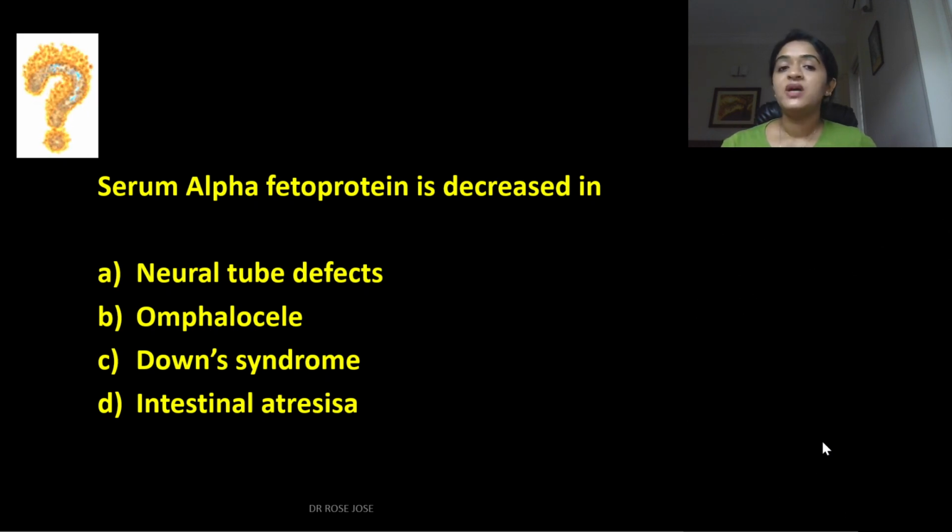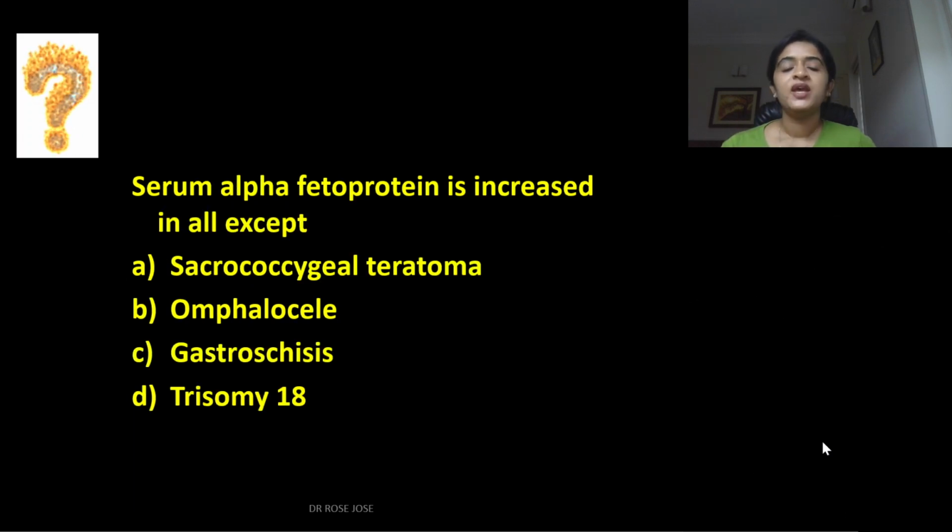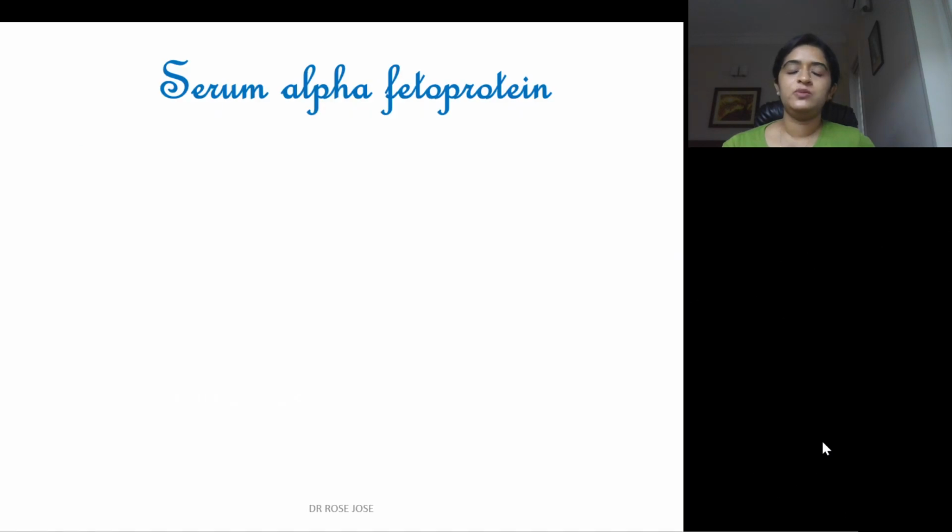Serum alpha fetoprotein is decreased in neural tube defects, omphalocele, Down syndrome, intestinal atresia. The answer is Down syndrome. So if you get a decreased level of serum alpha fetoprotein, then that condition is known as Down syndrome. And where will you get increased? The options are sacrococcygeal teratoma, omphalocele, gastroschisis, trisomy 18. In 3 conditions it is increased except, so which is the exception? Except in trisomy 18, all the other conditions have increased serum alpha fetoprotein.